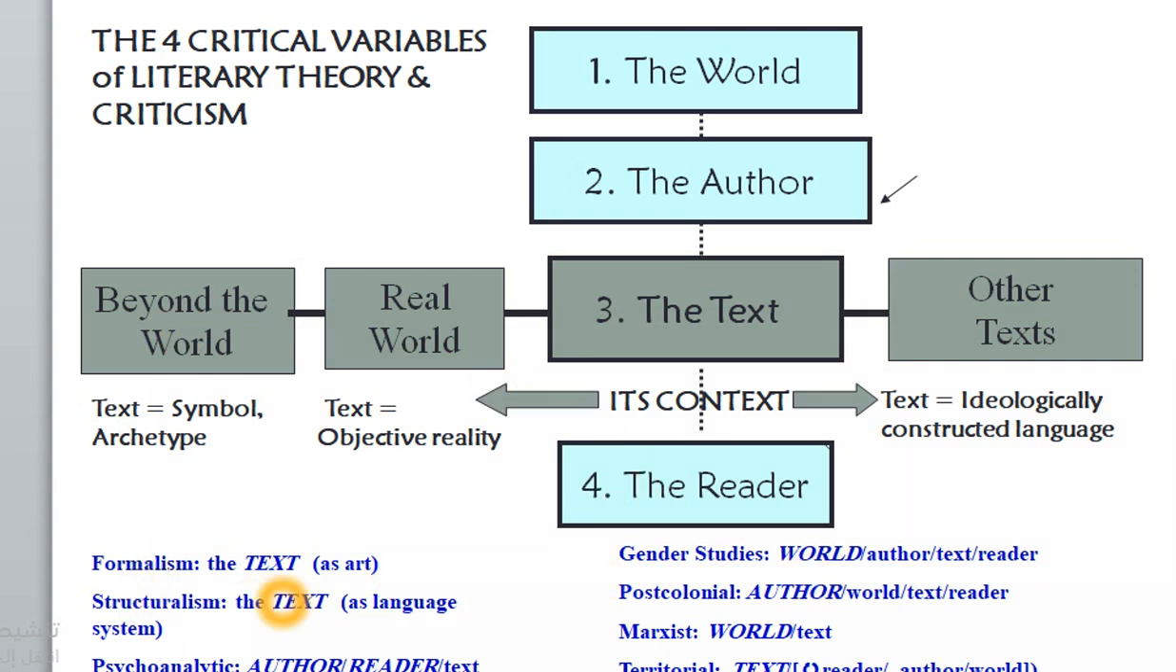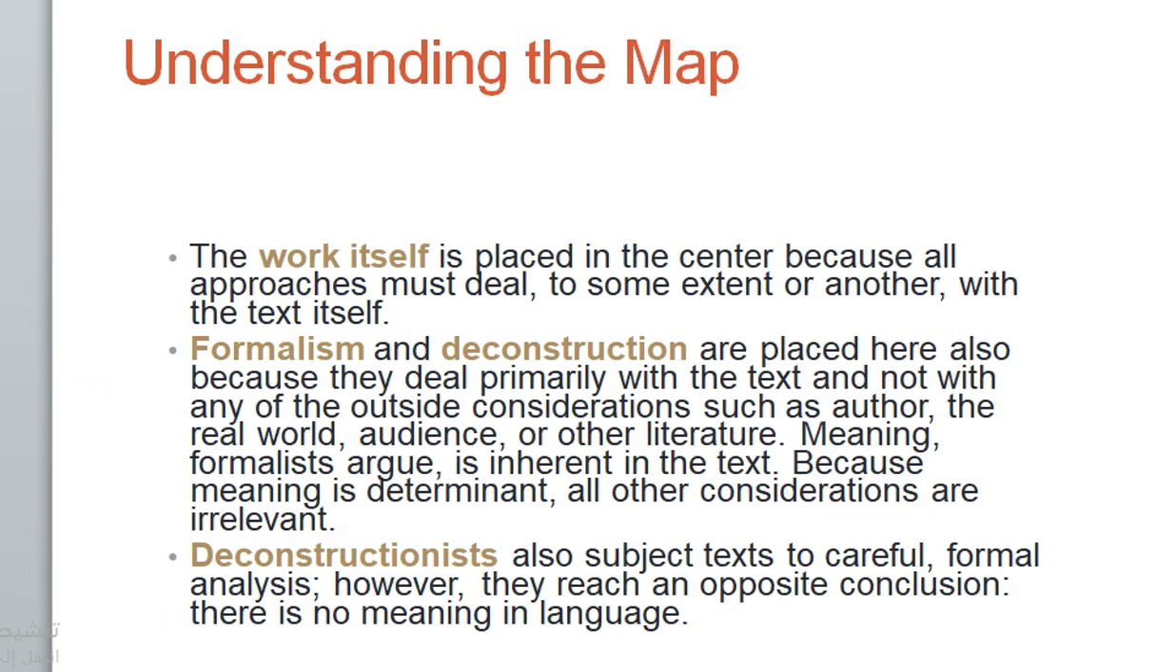Formalism is about the art, and structuralism is about the language system. Psychoanalytic involves author, reader, text, and how it feels. Gender studies is about the world, the author, and the gender inside the novel. Post-colonial is about the world and the colony. Marxist is about the theory of Marxism against maybe capitalism. Territorial, we have text and the world.